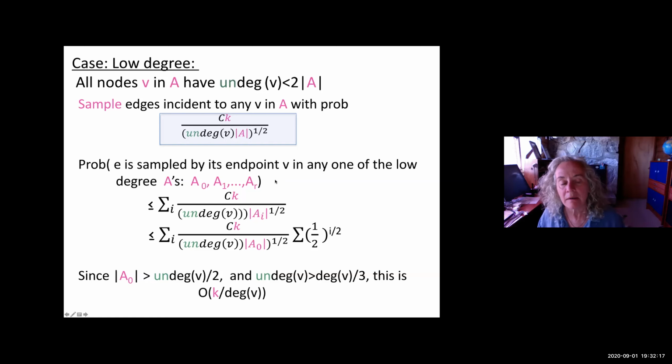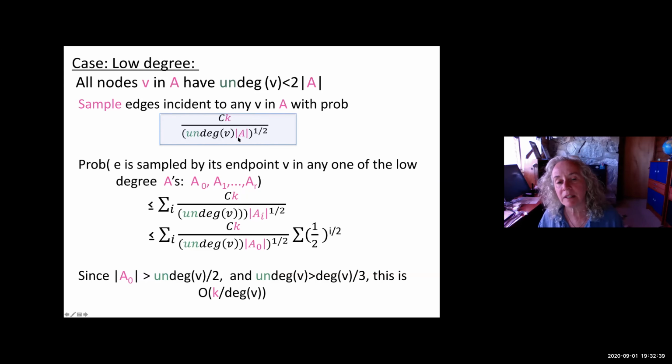So then we need to show two things. One, that we're not going to sample an edge with too much probability over the course of this construction. And two, that we're not going to fix too many edges. Okay, so the probability that an edge is sampled by its endpoint, from the point of view of its endpoint, is just the sum of these probabilities.